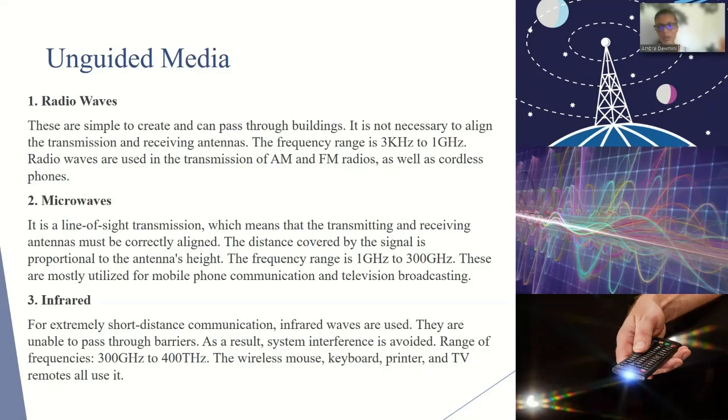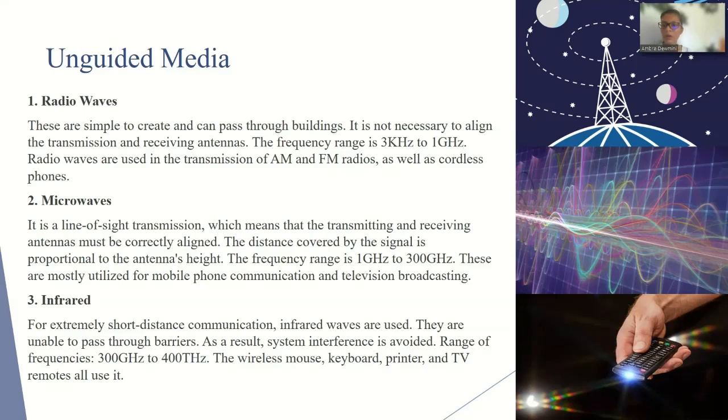Microwaves. It is a line of sight transmission, which means that transmitting and receiving antennas must be correctly aligned. The distance covered by the signals is proportional to the antenna's height. The frequency range is 1 GHz to 300 GHz. These are mostly utilized for mobile phone communication and television broadcasting.